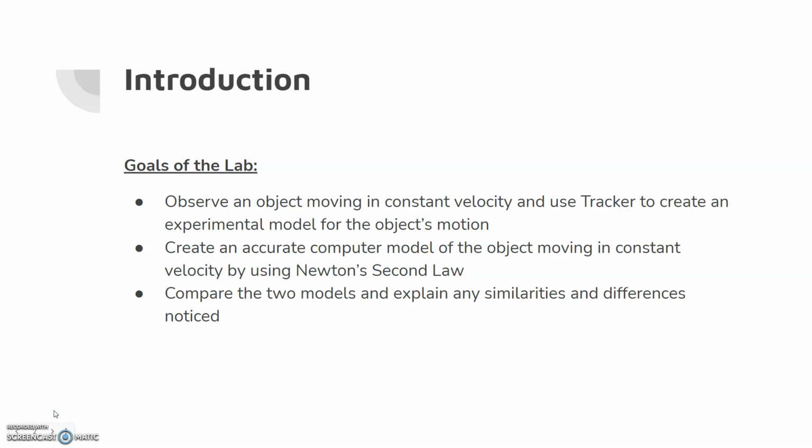So, the goals of this lab are to observe an object moving in constant velocity and use the Tracker to create an experimental model for the object's motion, create an accurate computer model of the object moving in constant velocity by applying Newton's second law, and compare the two models and explain any similarities or differences.